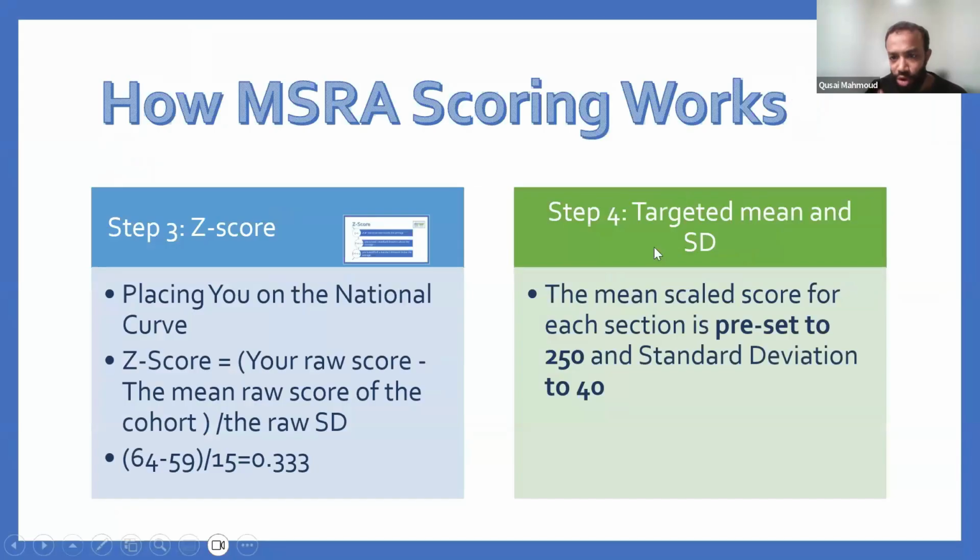Again, step 4, they will mirror that image. They will create imaginary marks. They want the average to be 250. So they are presetting the average at 250. So if you are scoring the exact average, which was 59, your actual score would be 250. So always the average is 250. Whenever you are scoring 250, that means you are just scoring the average. And they are creating an imaginary standard deviation, which is 40. Okay, so let's apply this.